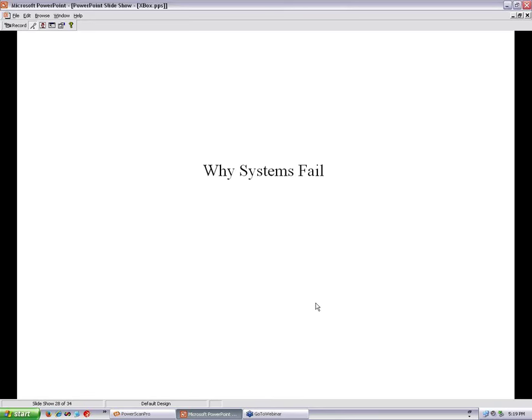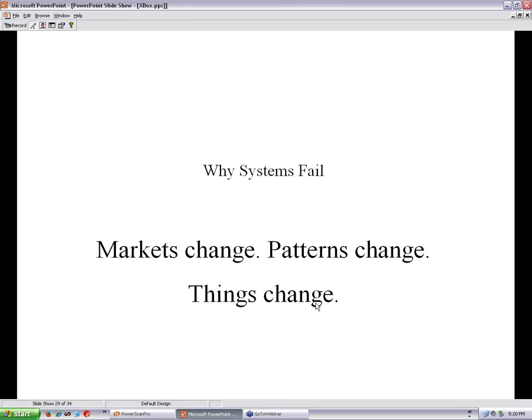And I don't know why exactly, except for this. Systems fail because markets change, patterns change, things change, stuff changes. My own personal theory is that a new group of people filter into the market. That's number one reason why systems fail.